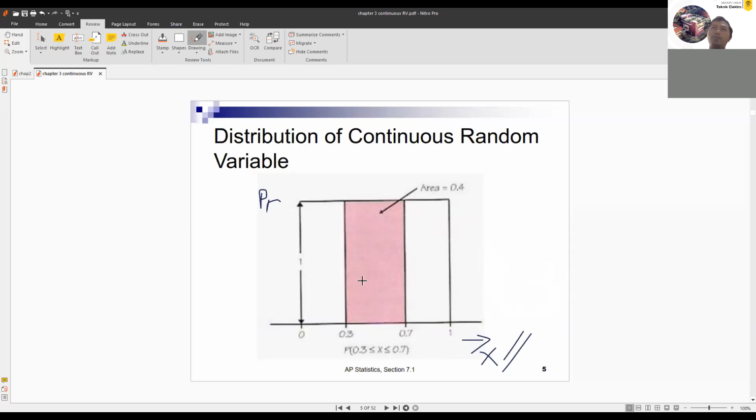I want to ask you, what kind of distribution function is depicted by this graph? Whether discrete or continuous? Please answer my question in the chat box. You can write whether discrete or continuous and why. Why you call it discrete, why you call it continuous. Please write the answer in the chat box.